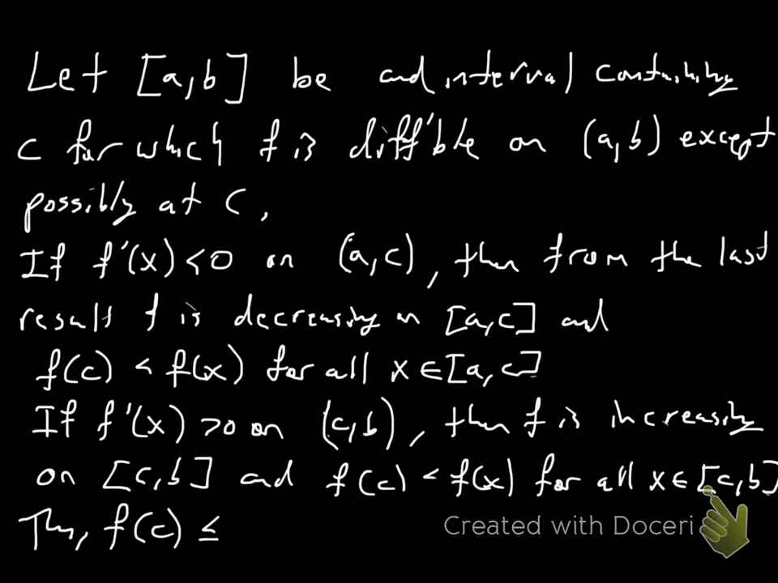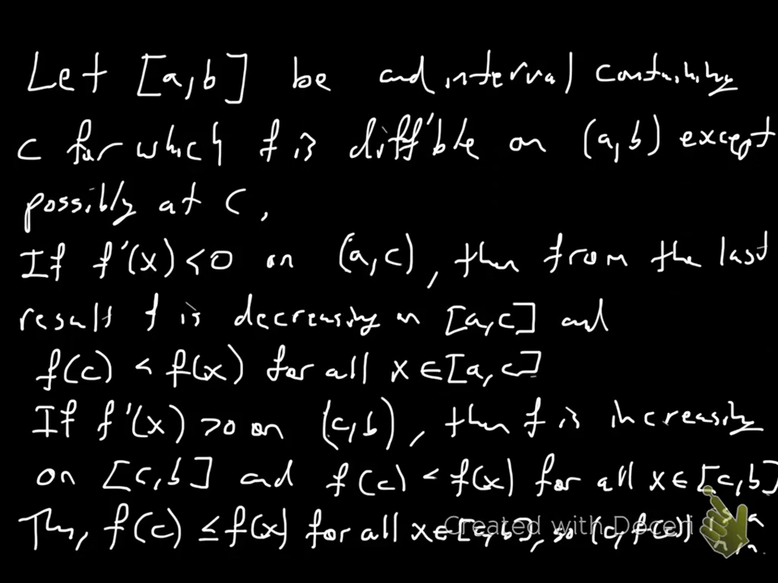Thus, f of c is less than or equal to f of x for all x in AB. So we can say less than or equal to because c is now in that closed interval. So f of c, comma c, is a minimum. I think I said maximum by accident earlier, but we're doing the minimum case. So if we're going from decreasing to increasing, that's not a very good picture. Decreasing to increasing, we're going to have a minimum somewhere. So that's the picture associated with this.